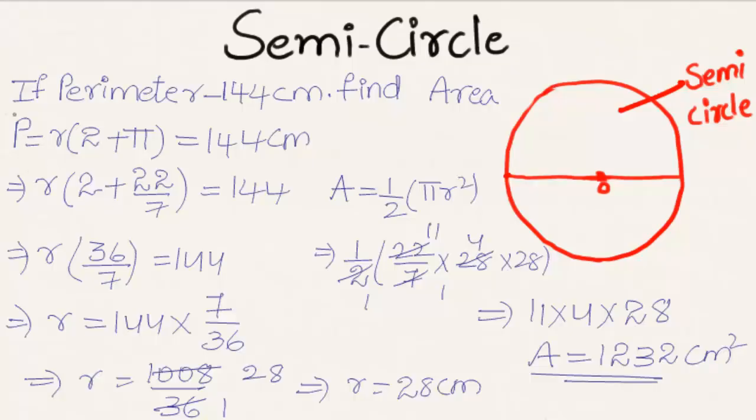At last we can conclude by saying the perimeter of a semicircle is given by the formula r into (2 plus pi), and the area of a semicircle is given by the formula 1/2 into pi r square. So this was a basic introduction on the area and perimeter of a semicircle.